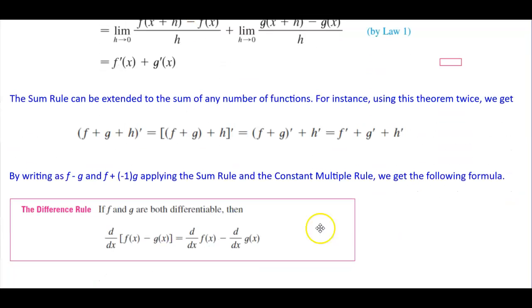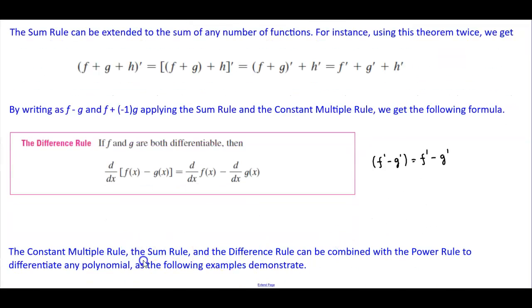So by writing f minus g as f plus negative 1 times g, we can apply the sum rule and the constant multiple rule, and then we get the following formula. The difference rule: if f and g are both differentiable, then d with respect to x of f of x minus g of x is equal to d/dx of f of x minus d with respect to x of g of x. Now, if we wanted to write this in terms of prime, we can say that the derivative of f minus g equals f prime minus g prime.